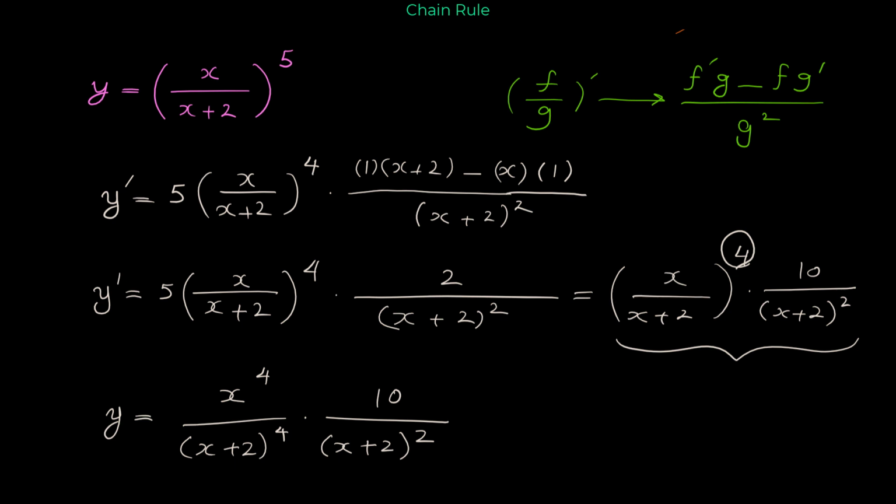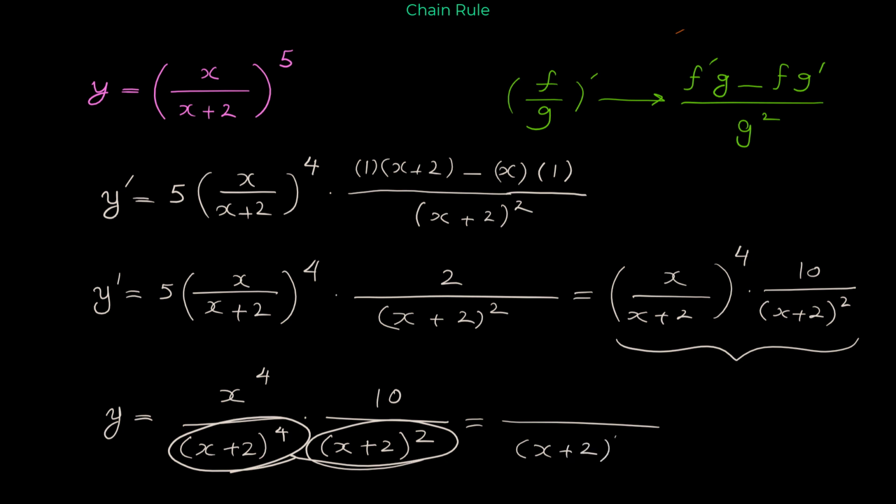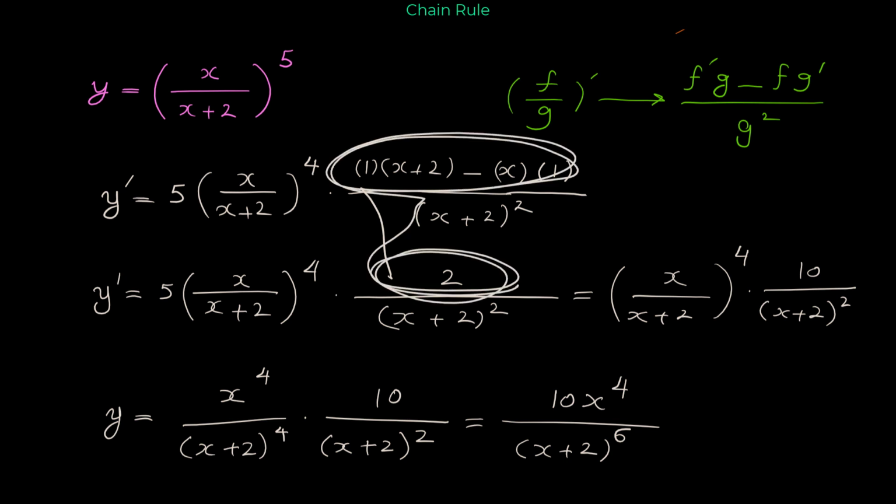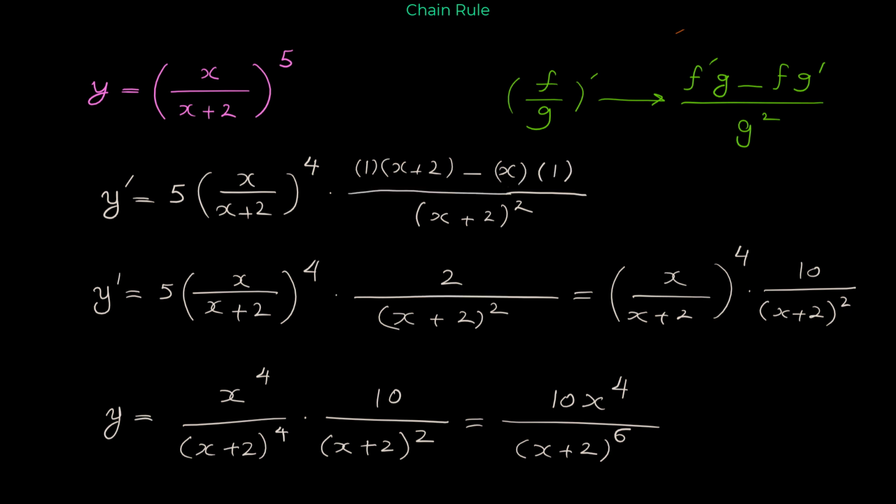Now look at the denominator. (x plus 2) to the 2 times (x plus 2) to the 4 is (x plus 2) to the 6, and the numerator is 10x to the 4. But it's not necessary for you to do all of these simplifications. When you find the derivative, the only simplification that I think is good to do is to simplify this numerator and write it as 2. The rest of the simplification is basically optional.